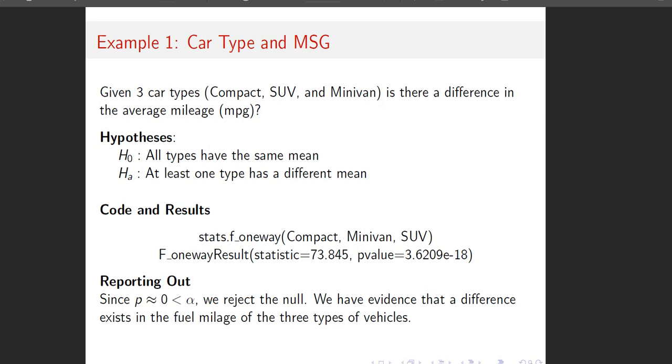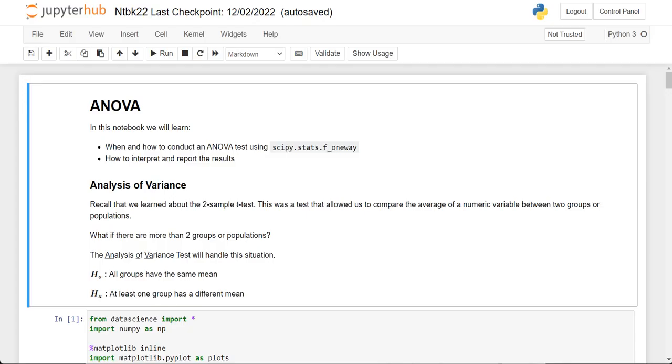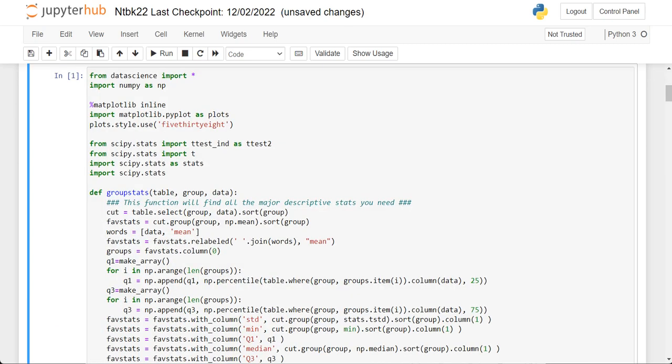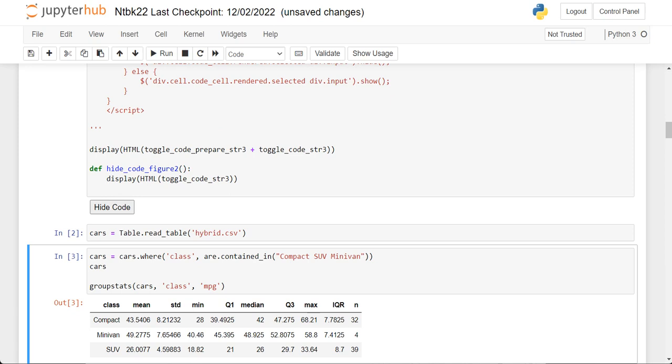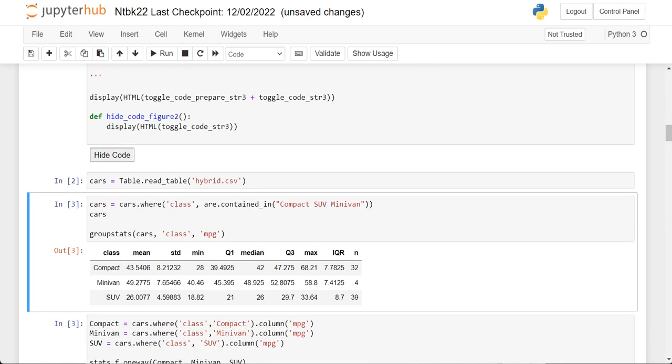It's about car type and MPG, okay? So I'm going to jump into the ANOVA notebook, which is notebook 22. And we looked at this in the last video. The cars comes from the hybrid.csv. And so notice that we're doing a .where here and getting cars that are compact, SUV, or minivan. Those are the classes, okay?